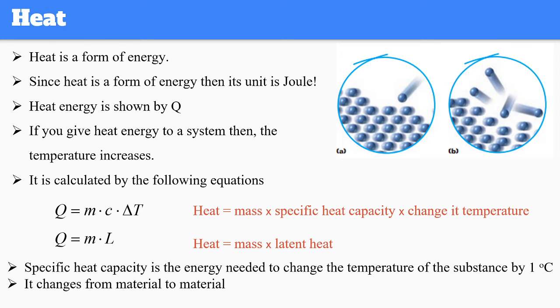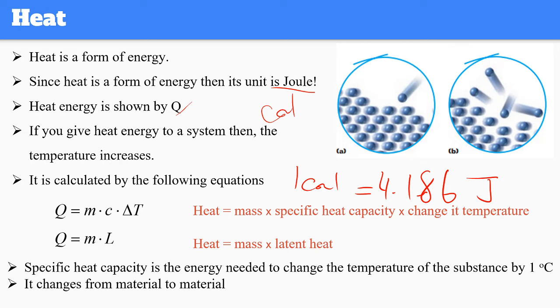What is heat? It is a form of energy and it is basically measured in joules, but heat can also be measured in calories. The relationship between calories and joules is 1 calorie is equal to 4.186 joules. So this is the unit conversion for calories and joules. And the symbol we use to show heat is Q.